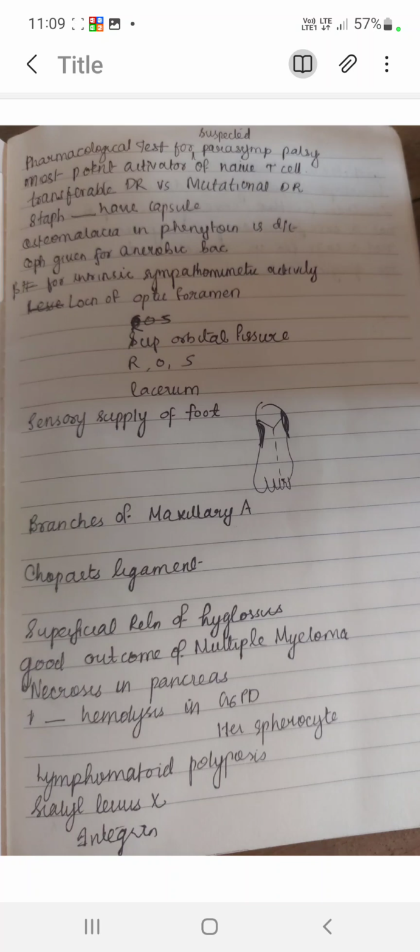Next is Chopart's ligament, that is calcaneocuboid and calcaneonavicular. Superficial relations of the hyoglossus muscle: above you have the tongue, styloglossus; below, deep, you have stylohyoid. Above you have the nerves lingual and hypoglossal, whereas below you have the glossopharyngeal nerve. The muscles above are MSD: M for mylohyoid, S for styloglossus, D for digastric, and also the ganglion. Whereas the lingual artery and all are below, the deep relation.